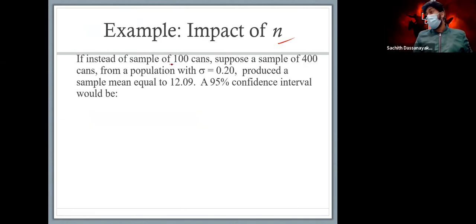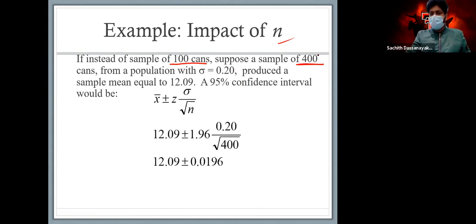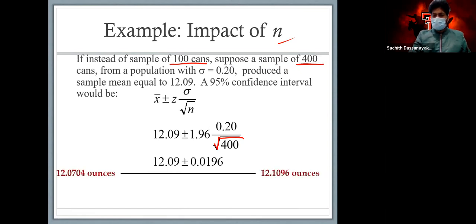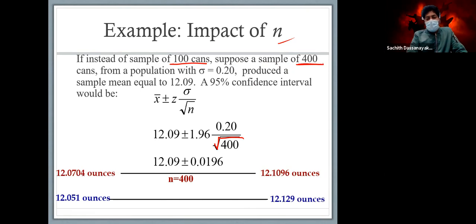Check this example. Same example I used a few slides ago, four or five slides before. 100 cans and 400 cans. The 100 can case we have done. Now consider 400 samples. Same values but different n. See, now it is 400, and you can see those two boundary values. This is the previous one.